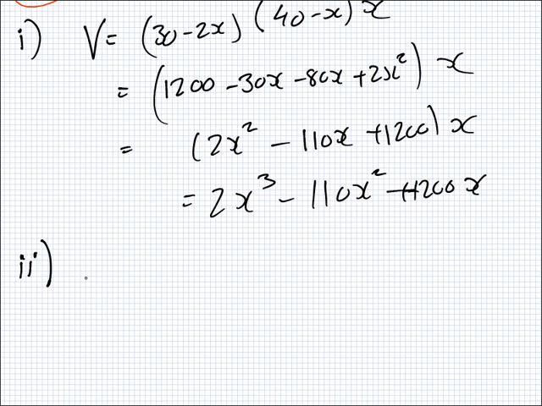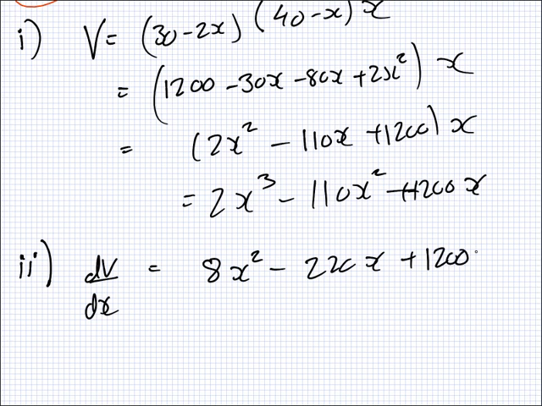Part 2. What is dV/dx? So that would be 12x squared minus 280x plus 1200. Yes? Is that right? I was thinking of 2 cubed.